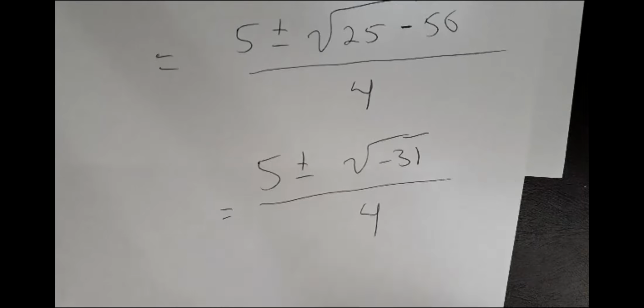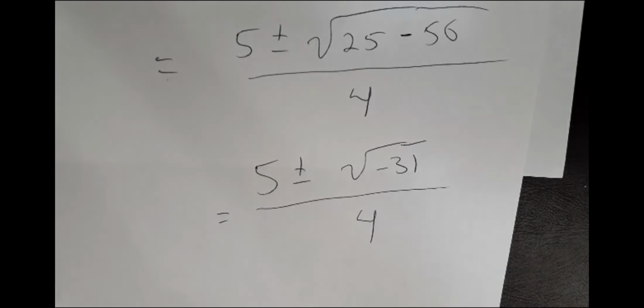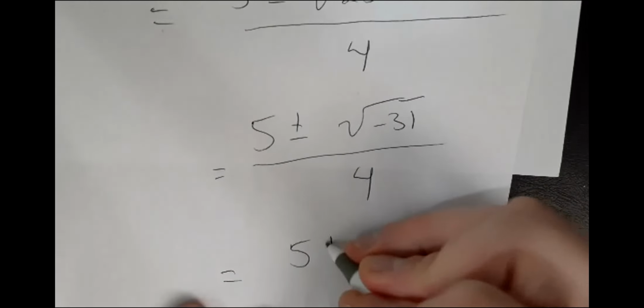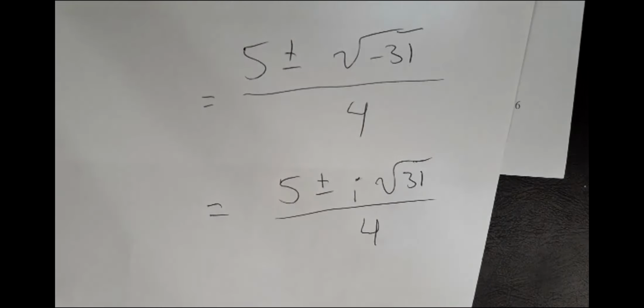31 is not a pretty number. If you try to factor it, you're probably not going to find any factors because it's prime. It's only got 1 and 31. So we cannot simplify that a whole lot anymore. So root of negative 31 over 4, this is about as simplified as it's going to get.